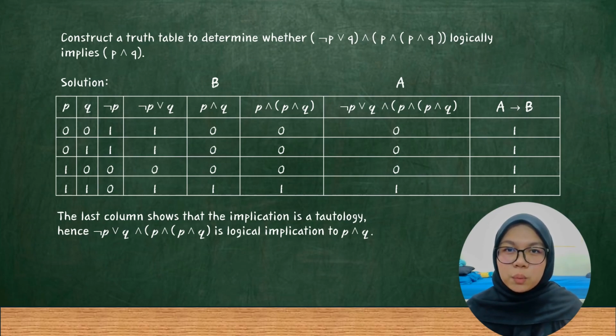Following P and Q, we list down the true value for the negation of P. To make it easier to understand, we can assume that (not P or Q) and P is A, and Q is B. After that, we move on to find the true values for all of the elements in brackets, and so A and B. At the end, we can see that the last column has all its values as 1, which is true in tautology. Therefore, A logically implies B.